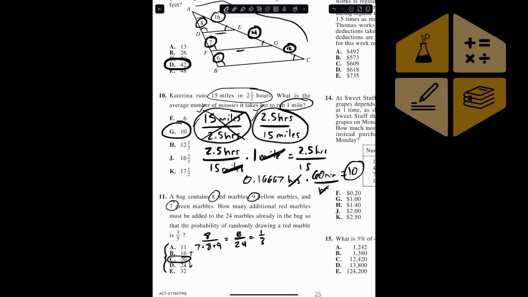And that just leaves me one more question to try, because if, let's say, C is not right and B is not right, I know it's going to be A. Okay, so I'm going to try 20. So let's imagine we put 20 more red marbles into the bag. Well, what would that mean?